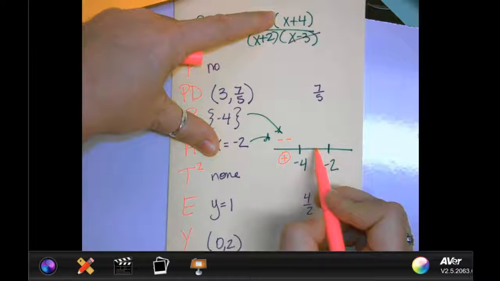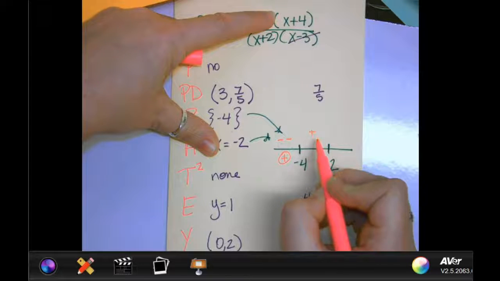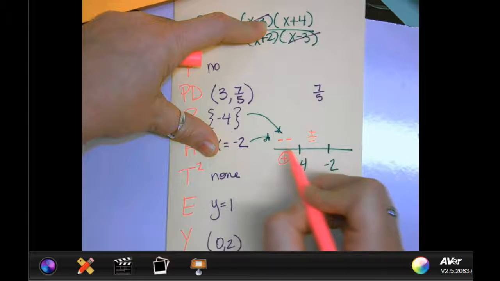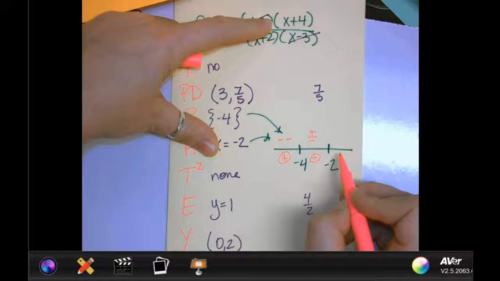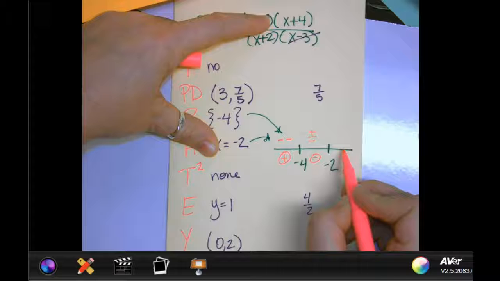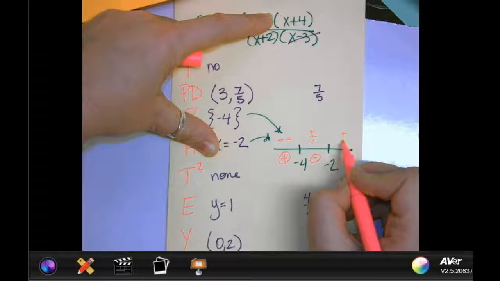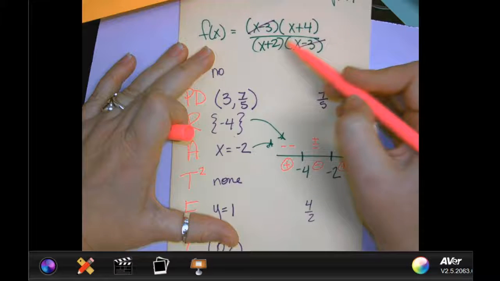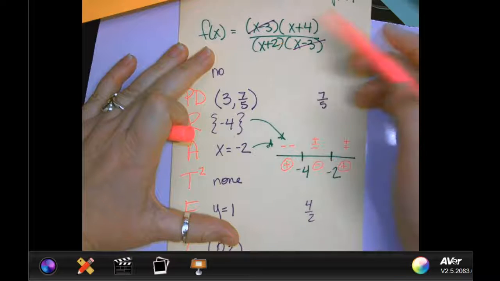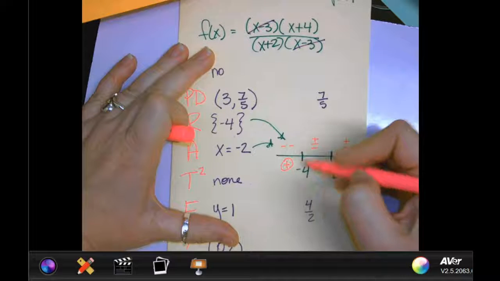If I plug in a -3, what am I getting? Positive over negative, so that's negative. And then if I put in a 0, I'm going to get positive over positive, so it's positive. So that tells me what's happening on my graph. It's not an inequality, so I'm not really shading anything because I'm not looking for just one or the other, but I do know where the function is happening. And if there's not an even exponent here, it has to cross through, duh.